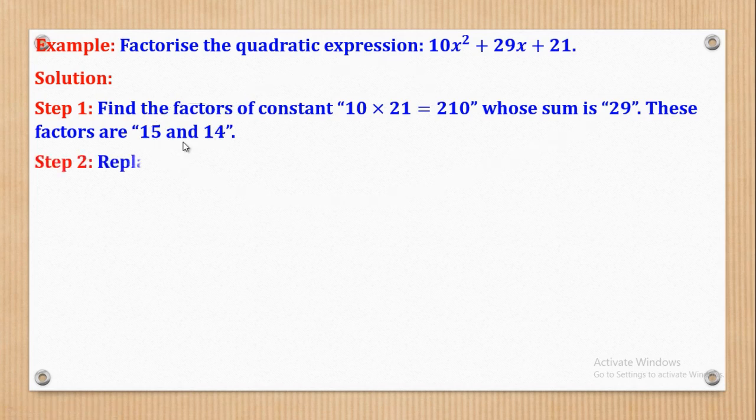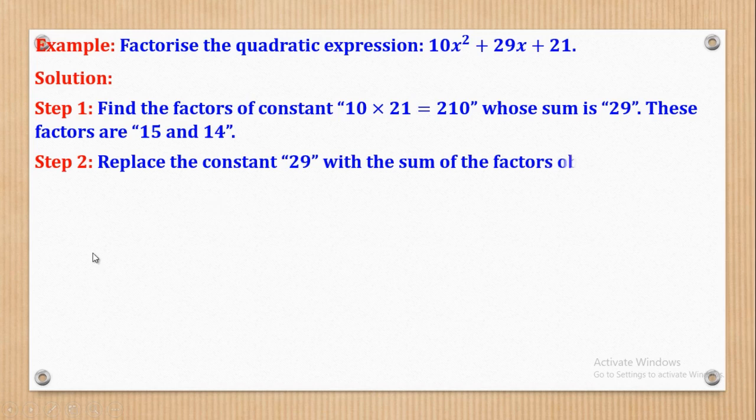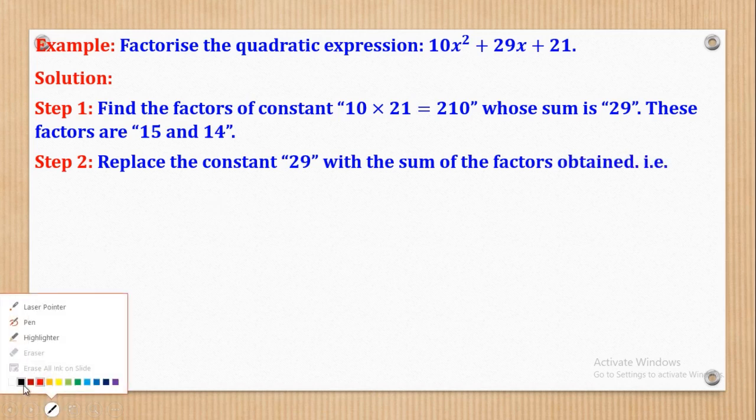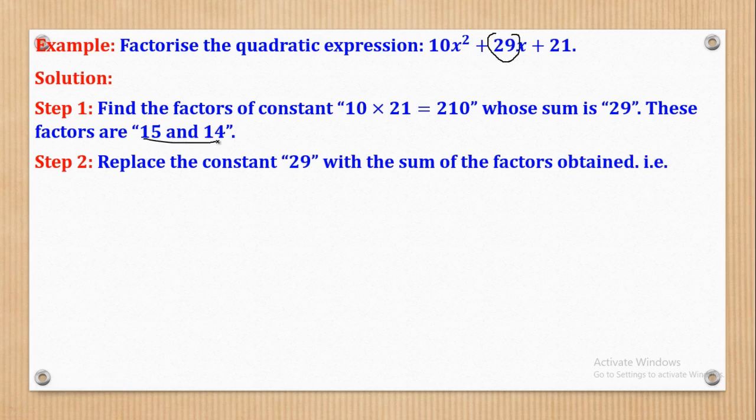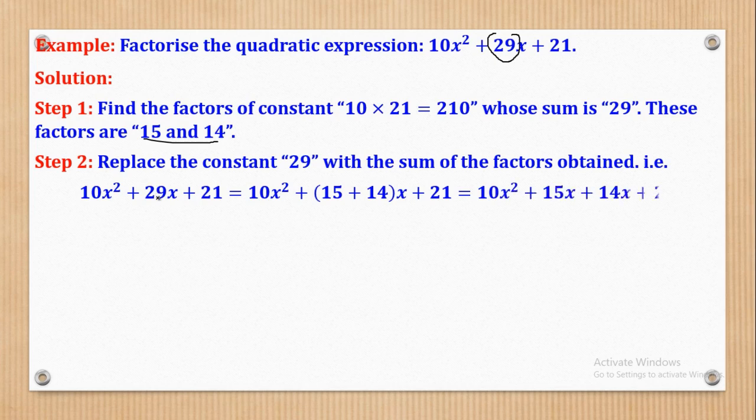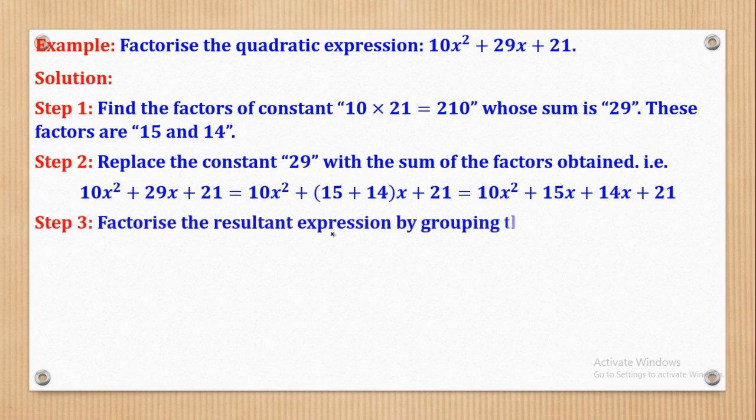Now the second step is to replace the constant 29, this one, with the sum of these 2 numbers, which is 15 and 14. When we do that, we shall come up with this. I think you realize that where there was 29, you have put there 15 plus 14. Now when I open this bracket, I'll come up with 15x plus 14x. Now the third step said you factorize the resultant expression by grouping the terms. So we are going to group.